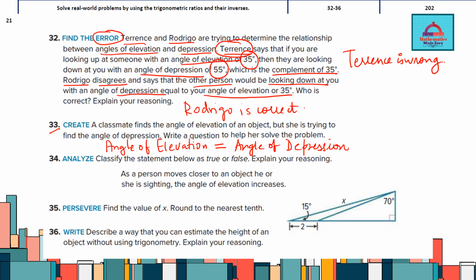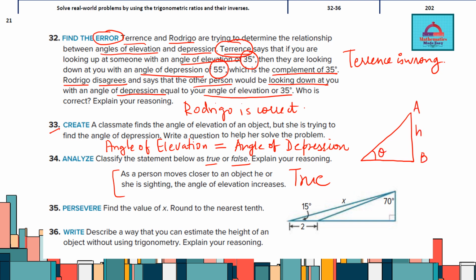Next, you have to classify the below statement as true or false. Explain your reasoning. So the statement is, as a person moves closer to an object he or she is sighting, the angle of elevation is increasing, which is definitely true. And I will make one quick figure to let you know of the same concept. So for example, the eye is here. This is the angle theta. This is the height of the object.